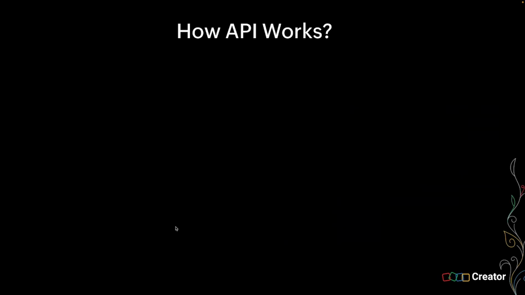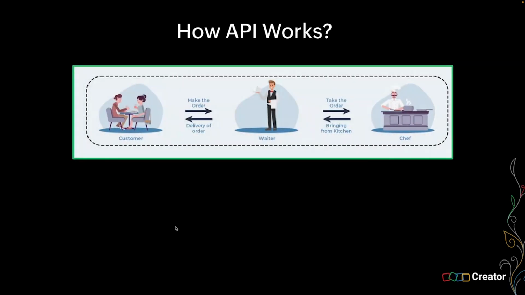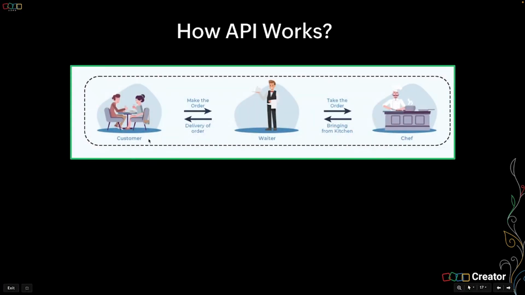Now, let's discuss how an API works. To keep it simpler, let us take this use case. This is a restaurant use case wherein the customer comes in and makes an order to the waiter. The waiter will take the order and pass it to the chef, who will prepare the dish. Once the dish is prepared, the chef will pass it back to the waiter, and the waiter will deliver the order back to the customer. So this is a similar use case to how an API works.